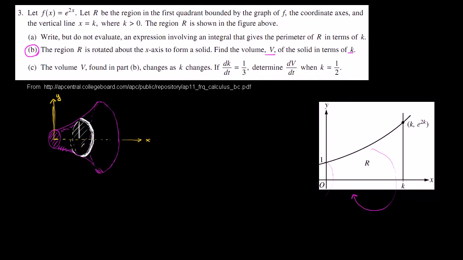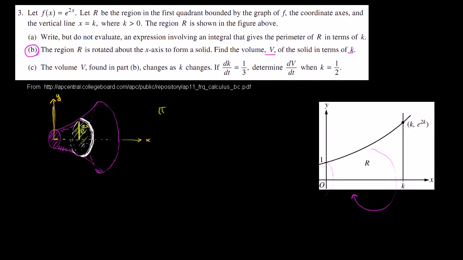So what is the surface area? Well, the surface area of a circle is pi times the radius squared. So it's going to be pi times, and what's this radius? Well, the radius is the height between the x-axis and the function. So this radius is e to the 2x power.